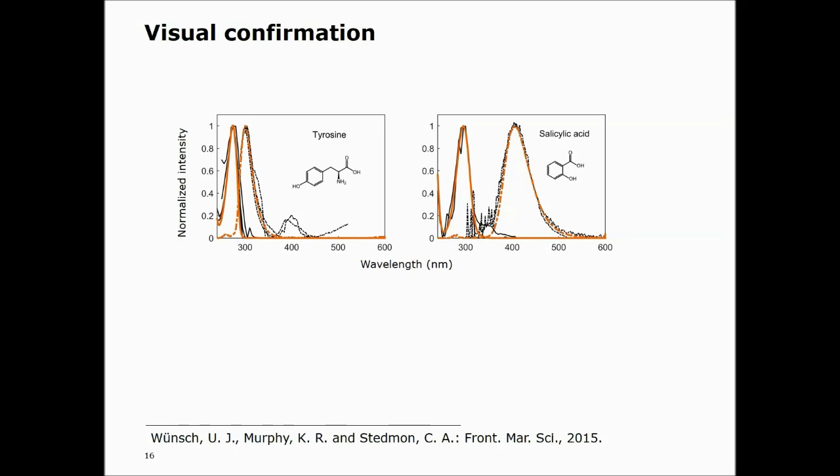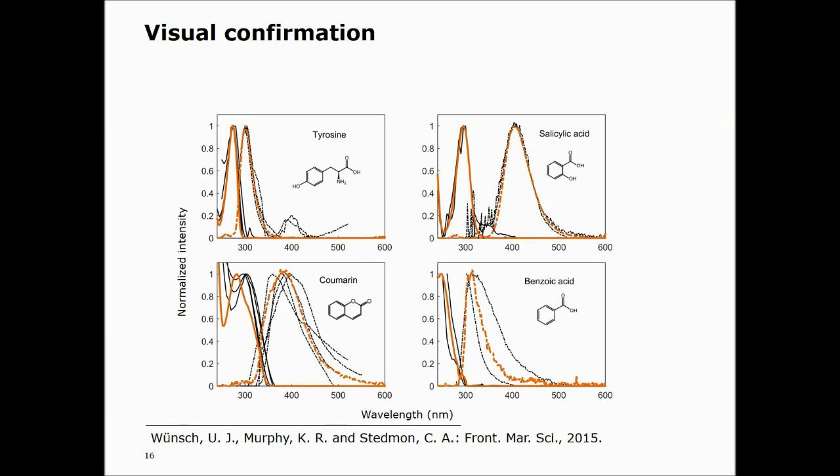So as part of this study, we measured, like I said, 14 different compounds, and we compared them to PARAFAC components in the OpenFluor database. And you can see a number of good hits for tyrosine. The pure spectrum is always displayed in orange and the PARAFAC spectra in black. You can see a number of good matches in the OpenFluor database for both tyrosine and salicylic acid, but for other organic compounds like coumarin and benzoic acid, we didn't really find good matches.